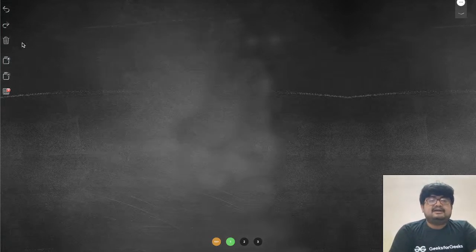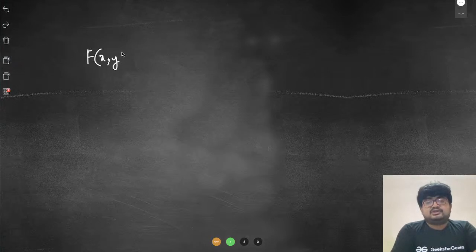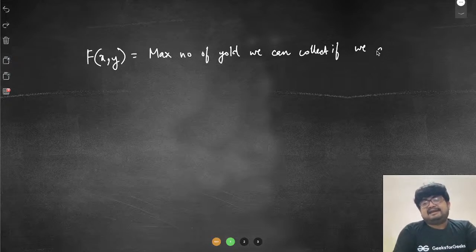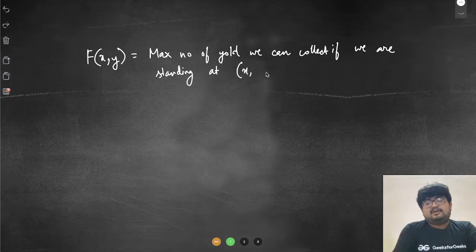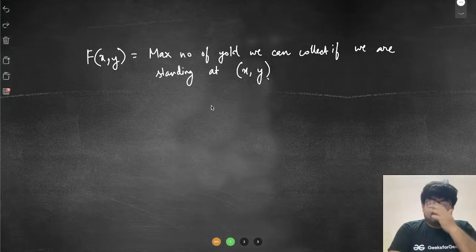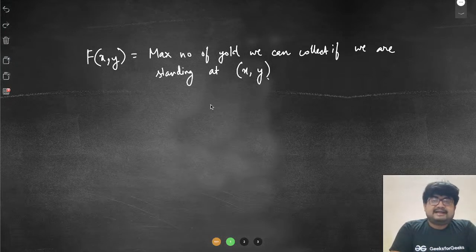So what is the state again? F of x comma y. Let's try to form a dynamic programming solution. F of x comma y is the maximum number of gold we can collect if we are standing at x comma y. If we are standing at x comma y and we are making the moves, what is the maximum amount of gold that we can collect?